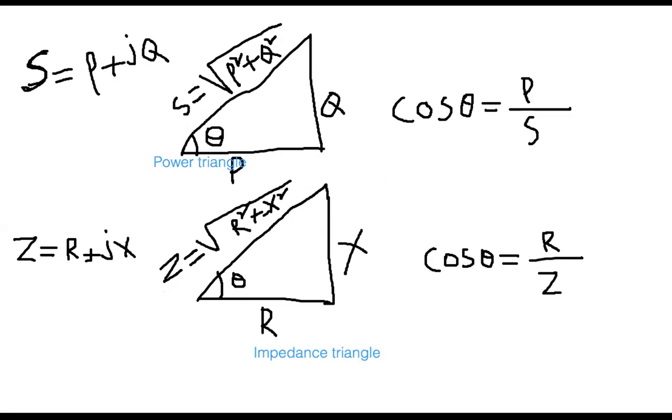In other words, this Z has a magnitude, whatever the magnitude amount is, K, and then this angle theta. Therefore, the power factor is just the cosine of this angle. Directly you can calculate cosine of this theta. This is the power factor.